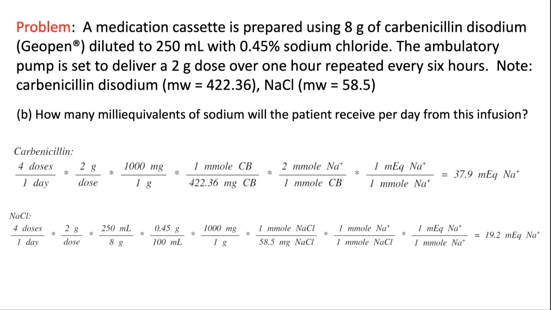So it's 19.2 milliequivalents of sodium that come from the volume of my 0.45% sodium chloride solution that this patient would be infused in that same 24-hour period. So to end this question, all we need to do is add up the amount of sodium from the carbenicillin, which we said was 37.9 milliequivalents. Add to that the amount we get from the 0.45% sodium chloride, which we said was 19.2 milliequivalents. So 37.9 plus 19.2 gives us a total of 57.1 milliequivalents of sodium.